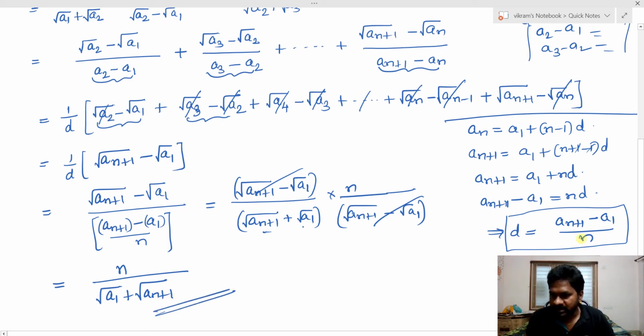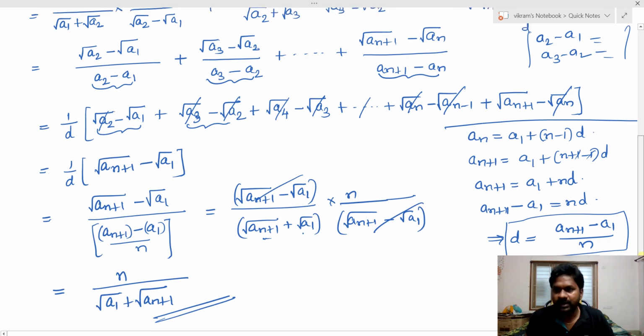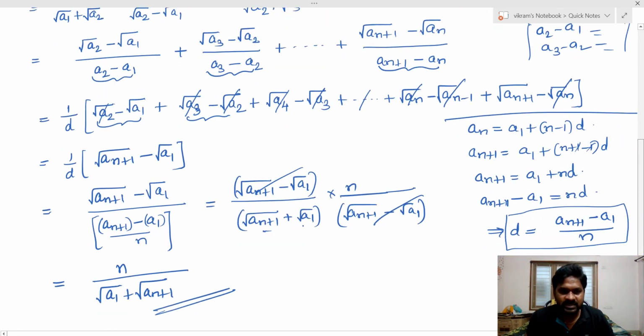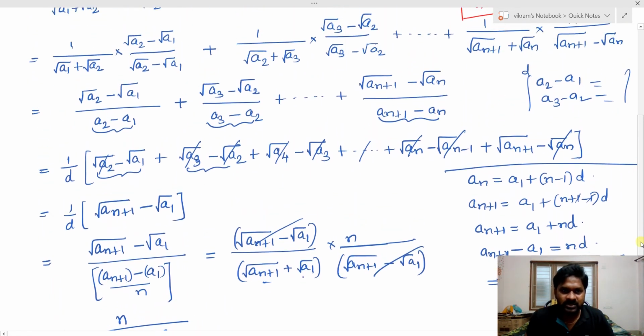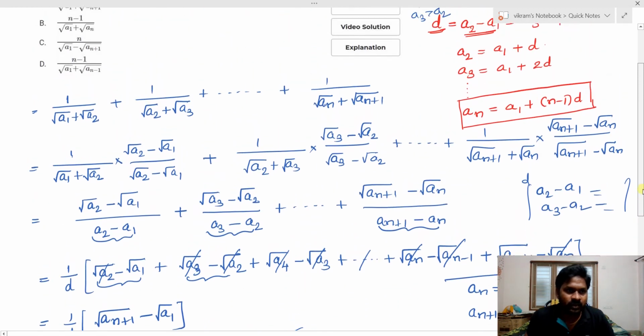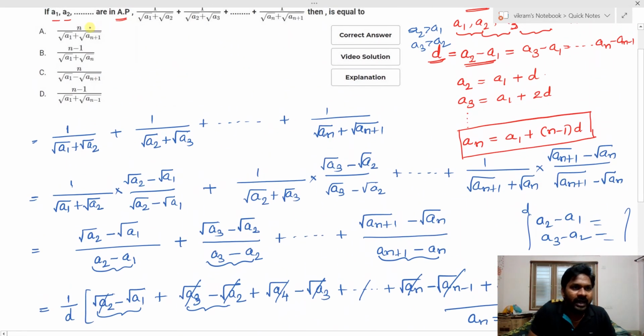So look at the options. If we look at the options, what is the answer? n by square root a1 plus square root a n plus 1. Then option A is the correct one. I hope that this answer will help you to get the required solution.